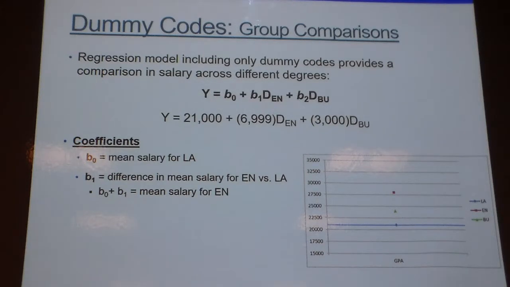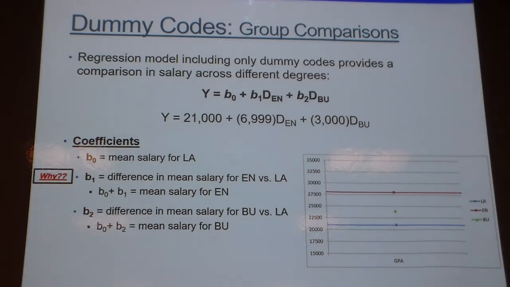Right. But plug in, if I'm an engineer, then this value is 1, right? That value is 0, right? And so what I end up with is this coefficient here is the difference in my starting salary of engineers from people with a liberal arts degree. If I add my constant and that coefficient, this is going to be the mean salary for people with an engineering degree. Same thing, if I look at beta 2, this is going to be the difference in mean salary for business versus liberal arts.